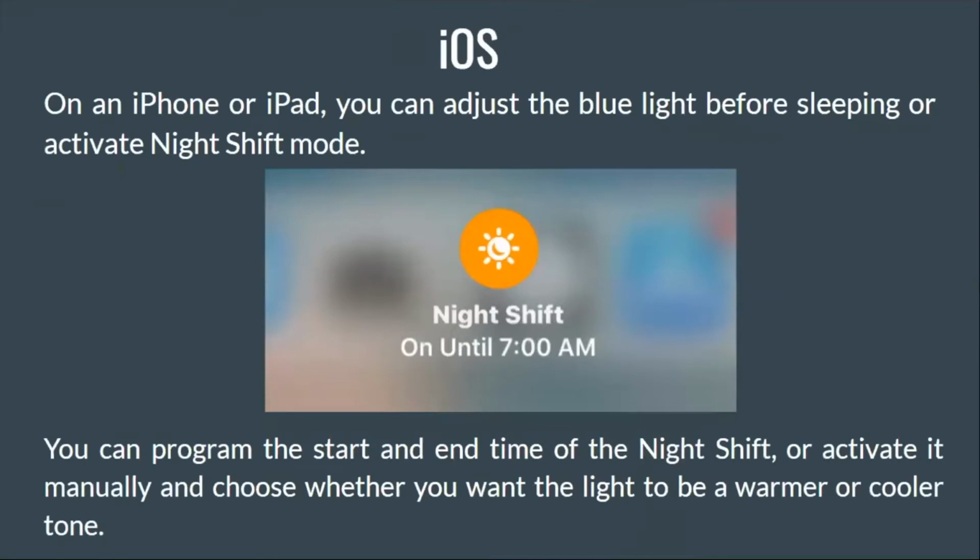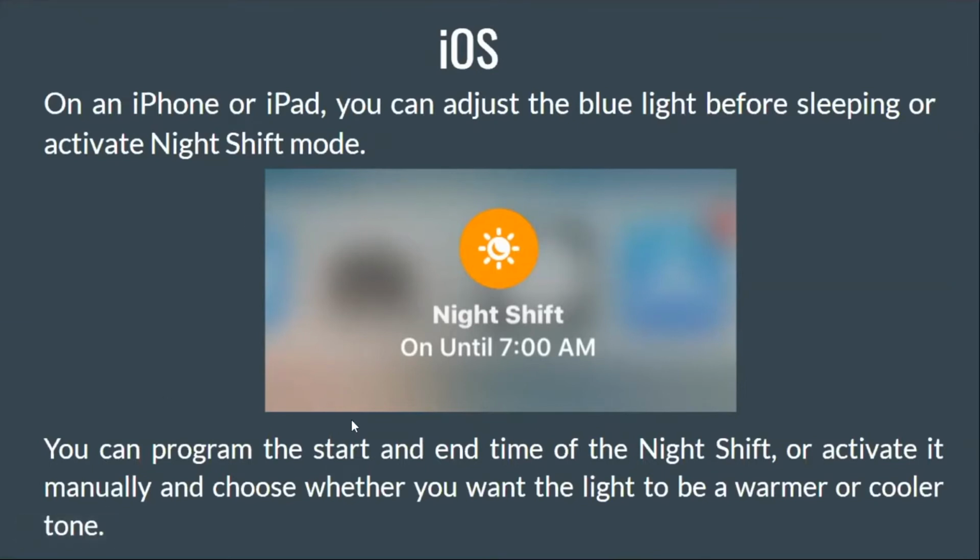So for iOS, iPad, iPhone, or Mac, you can adjust the blue light before sleeping or activate night shift mode. So here's how it will look on an iPhone or iPad. You can program the start and the end of the night shift or activate it manually and choose whether you want the light to be a warmer or cooler tone.